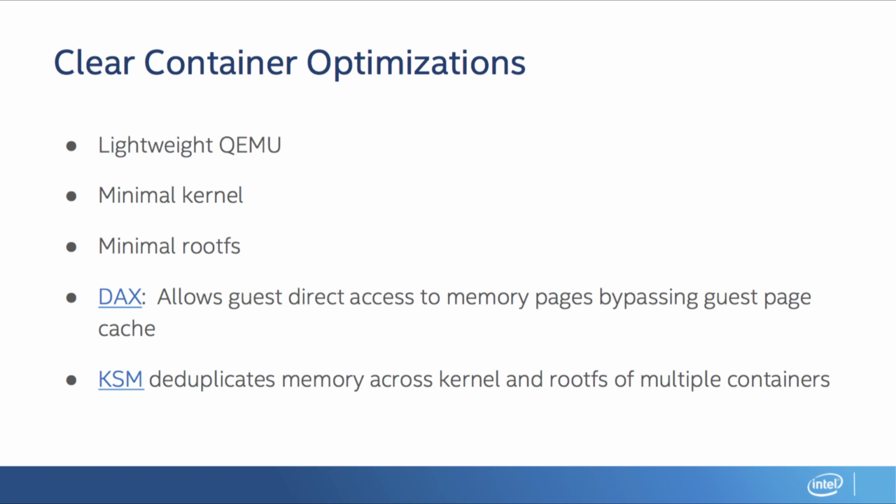Also, since the root FS and kernel, both of them are memory mapped, we can use another capability of the kernel, which is known as KSM, that is kernel same page merging. Now KSM allows us to deduplicate memory across kernel and the root FS of multiple containers. So this means that the overall memory overhead is low.